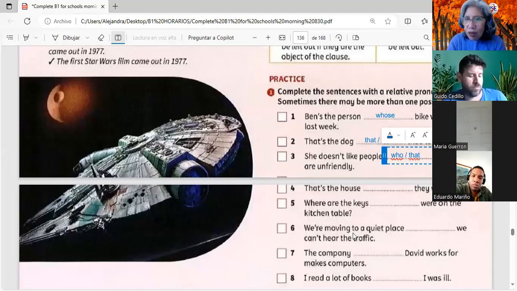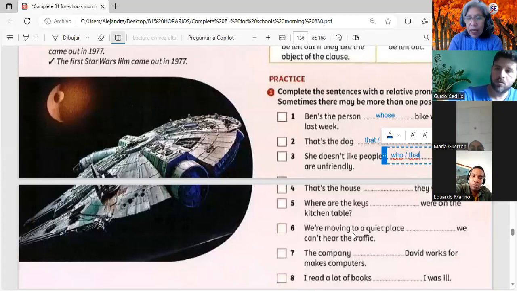Maria, that's the house they want to live in. I'm talking about the house. The things. I think wood house. Okay, but house is a thing and is a place. That's the house they wanted to live in. We're talking about the place, not the object. Place.